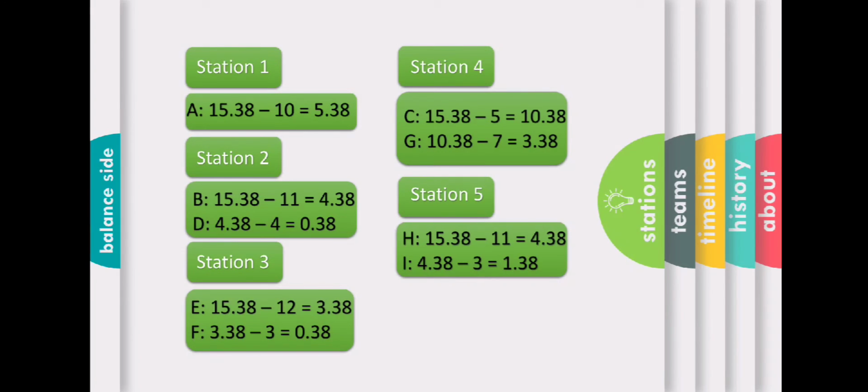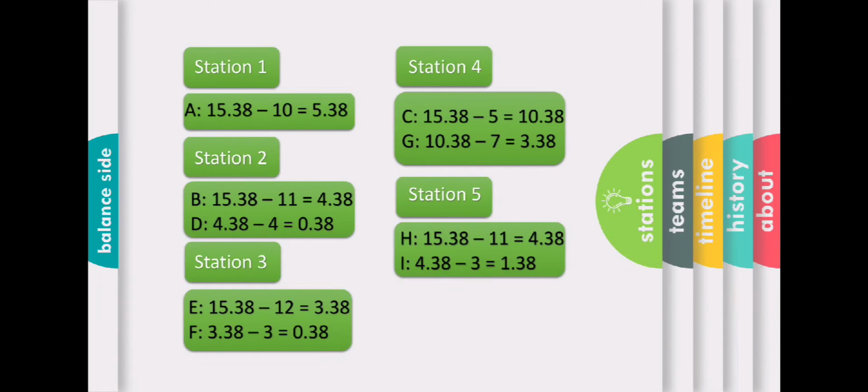And in station 3, we have also two tasks assigned, which is task E and F. So the cycle time, which is 15.38 minus the duration of task E, is 12, is equals to 3.38. And task F has a duration of 3, so task F can be also used to subtract from the remaining value. So 3.38 minus 3 is equals to 0.38.